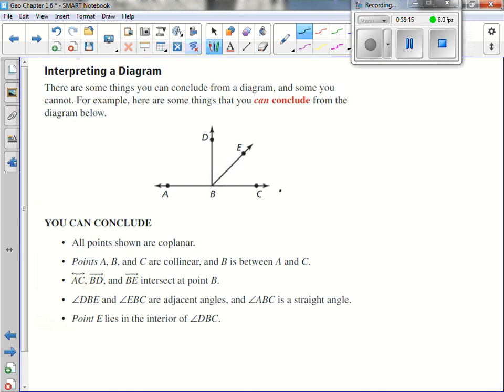Angle DBE and angle EBC are adjacent angles. So DBE, EBC are adjacent angles. They're next to each other. And angle ABC is a straight line. Anybody's mind blown yet? Those are lies. We're moving on. Point E is in the interior of angle DBC.